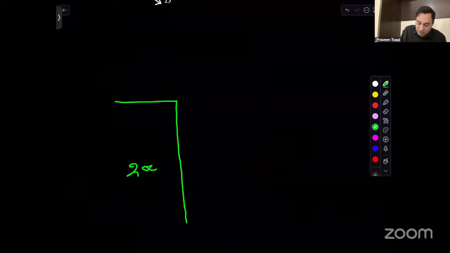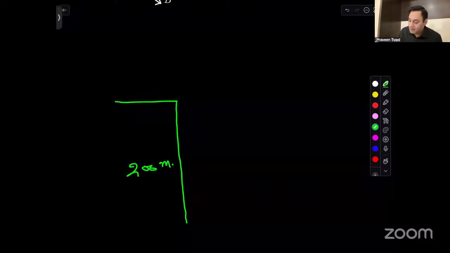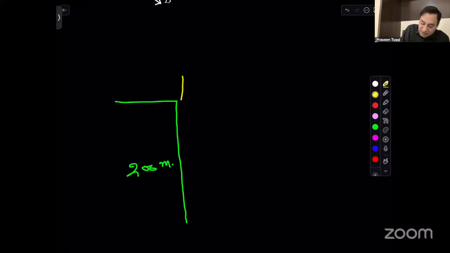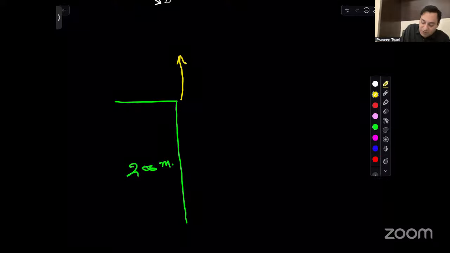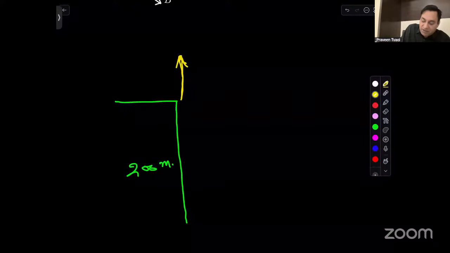I am standing on top of a building. This is a building which is 200 meters high. I am going to throw a stone upwards like this, with the initial speed of 100 meters per second, vertically upwards. I took out my hand a little bit and threw it upwards with initial speed of 100 meters per second.